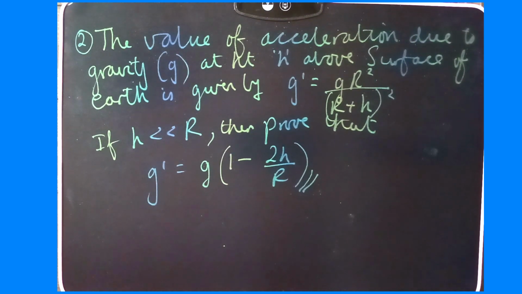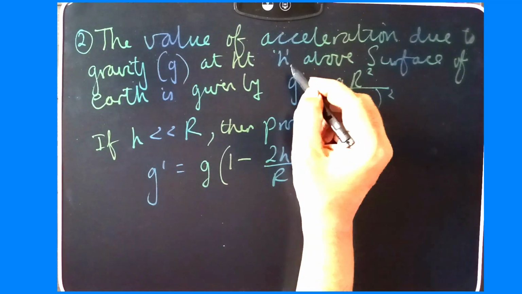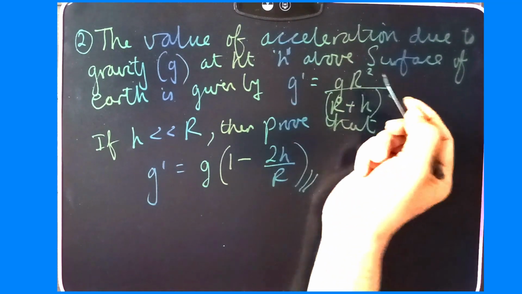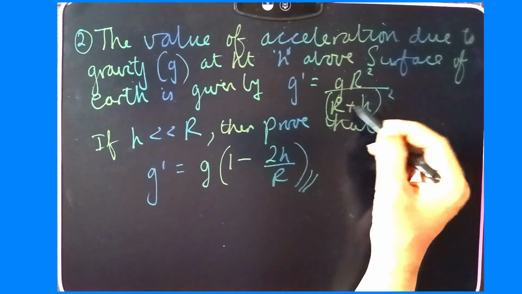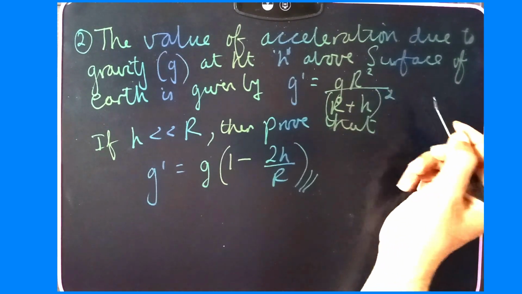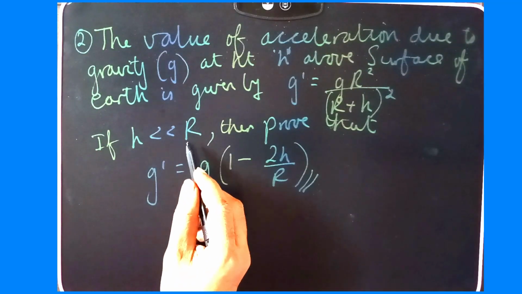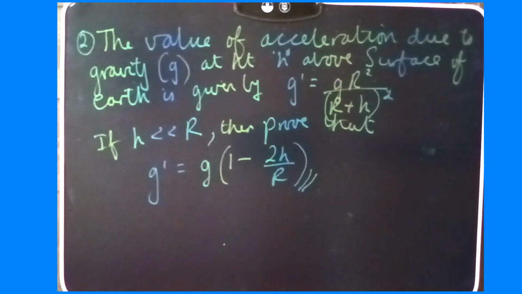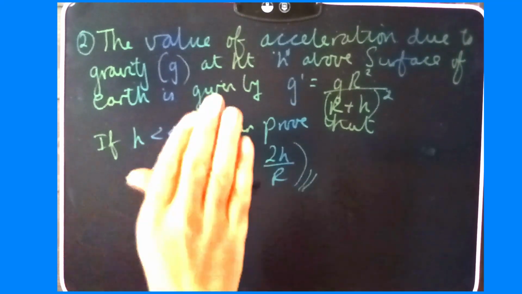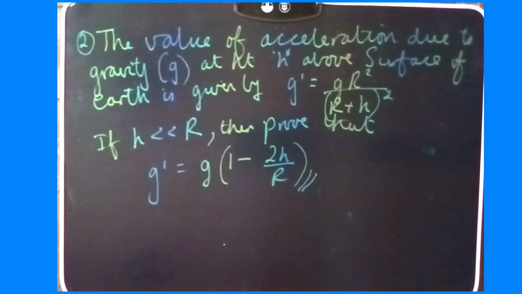The value of acceleration due to gravity at height h above surface of the earth is given by g R square divided by R plus h the whole square. Okay, if h is very less than R, then prove that g dash is equal to g (1 minus 2h by R). Okay, I'm going to wipe this out. I'm going to solve it in the next page.